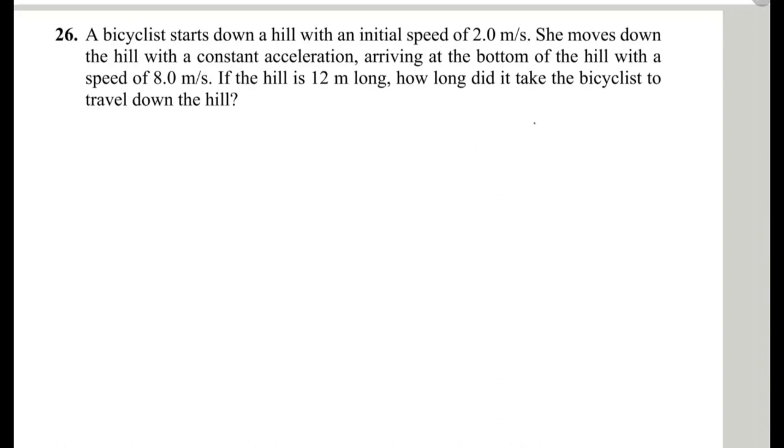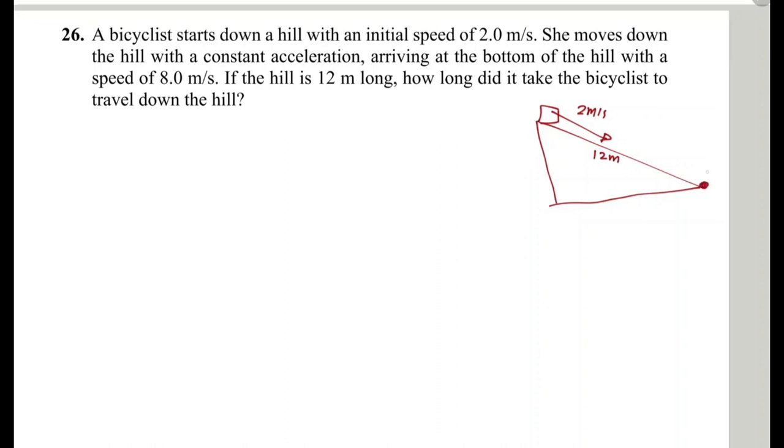So here's the situation. We have a hill like this one here, and here's the bicyclist traveling down it. The initial velocity is 2 meters per second, the ramp length is 12 meters, and the final velocity of this bicyclist is 8 meters per second. Now we need to find the time it takes the bicyclist to travel down the hill.